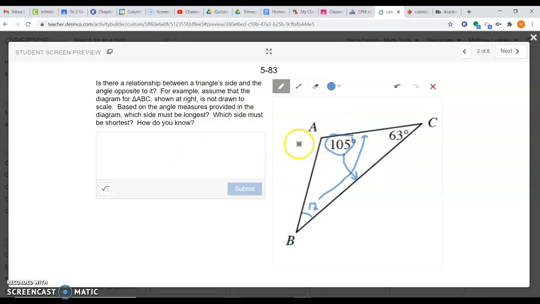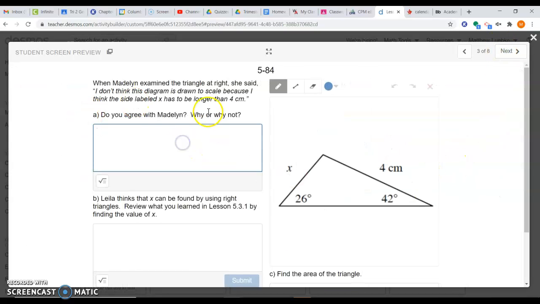Now this is just a relationship between angles and the side lengths across from them, but that's going to come into play when we start talking about the law of sines. Okay. Looking at this problem here with Madeline, do I agree with her or do I not agree with her? Well, what she's saying is I don't think this diagram is drawn to scale because I think the side labeled X should be longer than the side labeled 4. Well, with this newfound idea that the angles create side lengths across from them, well, 42 creates this side length, 26 creates this side length, big angles create big sides, and so this X side should be bigger because the angle 42 is creating it.